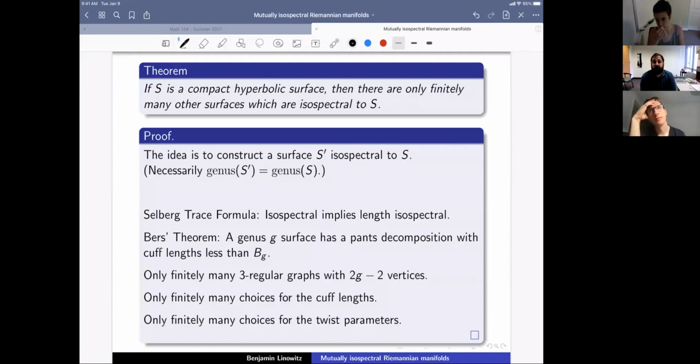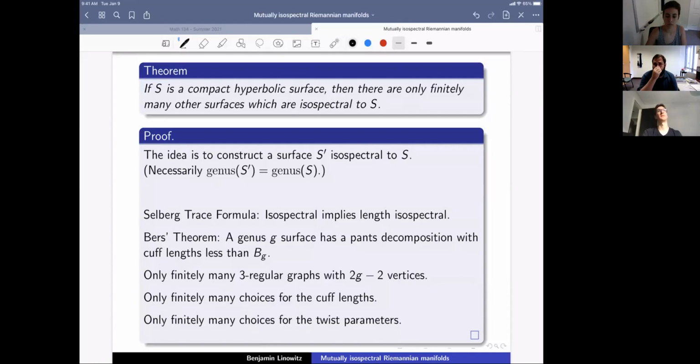It says that a genus G surface has a pants decomposition, all of whose cuff lengths are less than some constant B sub G. So it's some constant that depends on the genus. And there are actual concrete bounds for B sub G that are known.